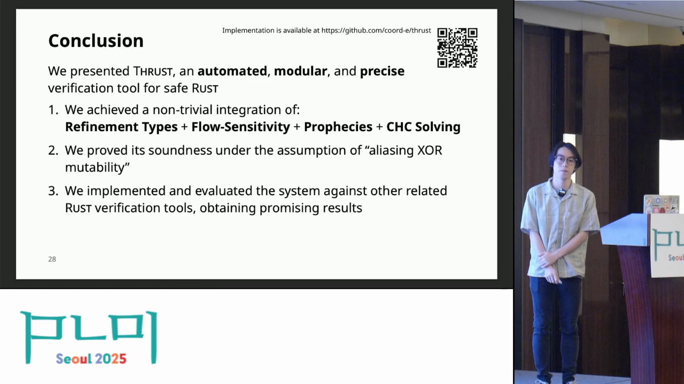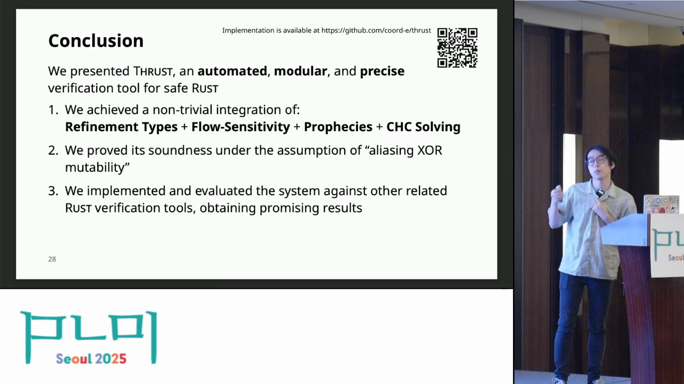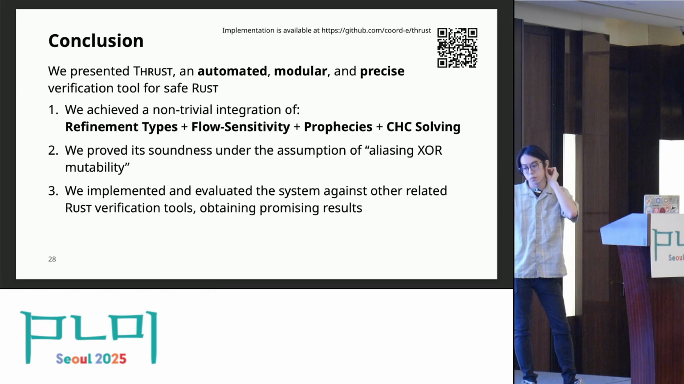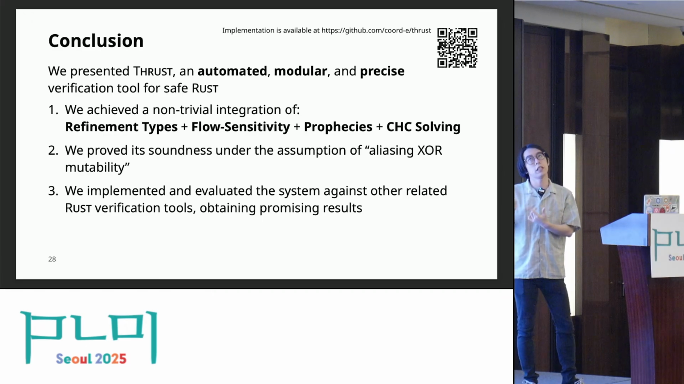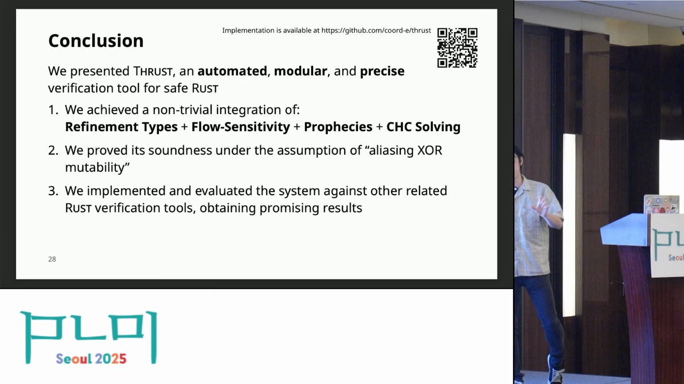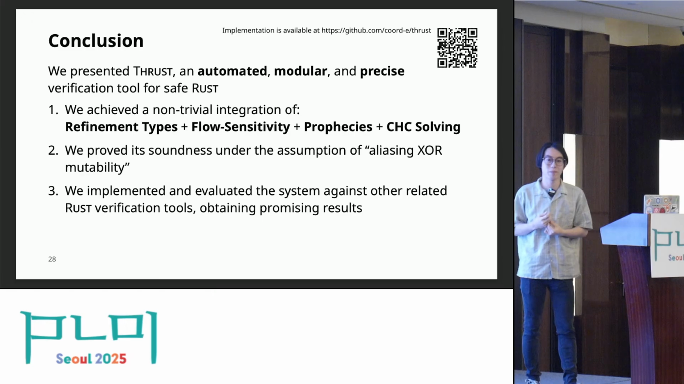I was curious about your prophecies. What's their connection with post conditions in general? Thank you for your question. Prophecy is like a post condition for mutable references. Prophecy shows the future state of mutable references, and it can be used to specify the post condition of its parameter. Does that make sense? Yeah, we can also talk later, but thank you.